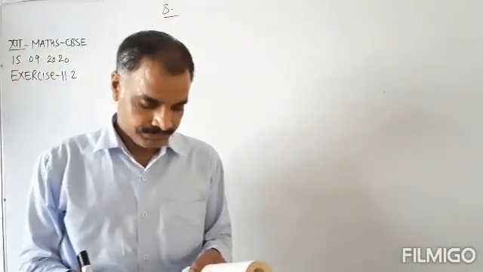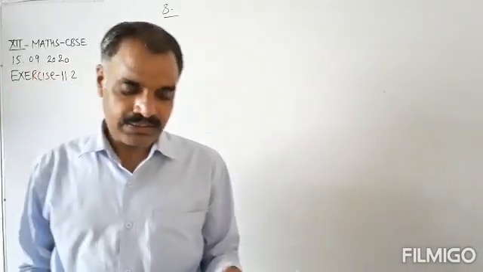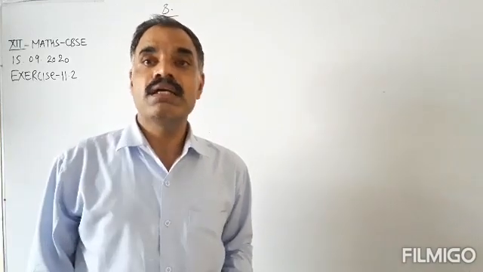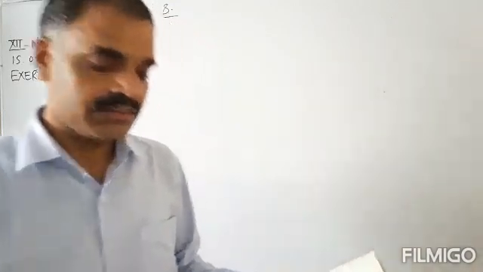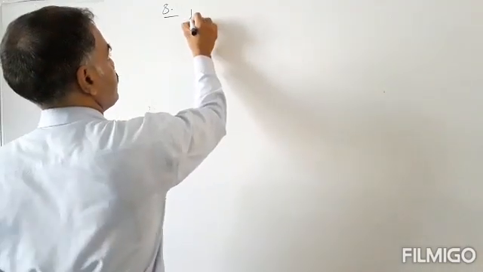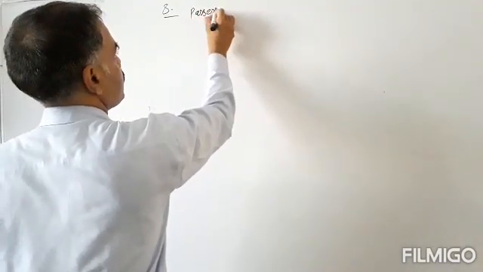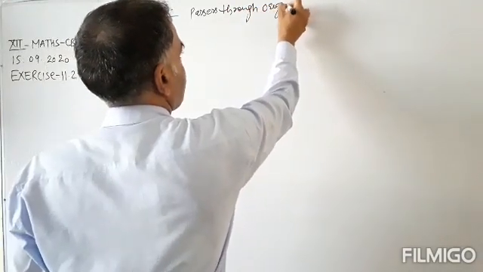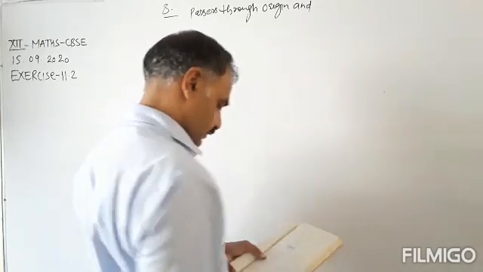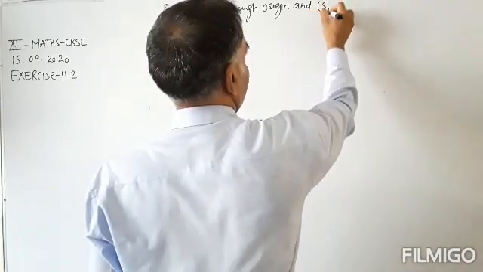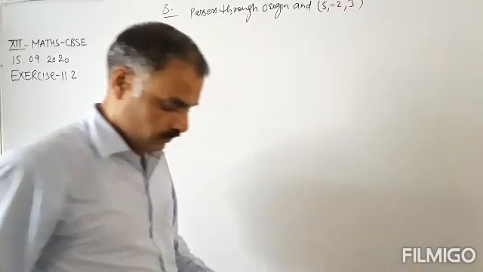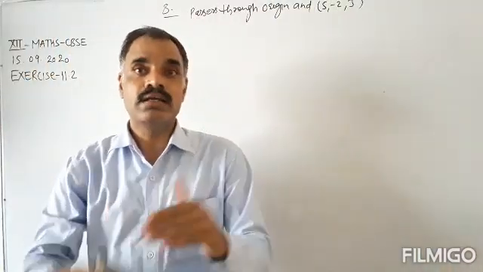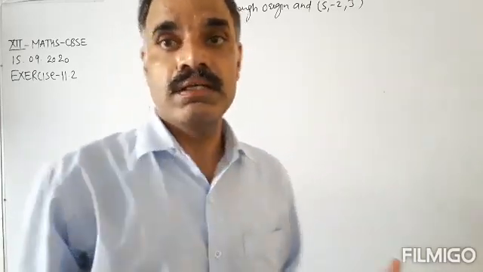Question number 8 is given as: find the vector and Cartesian equation of the line that passes through the origin and the point 5, minus 2, 3. It means we have to find both forms, vector form as well as Cartesian form, of the line.